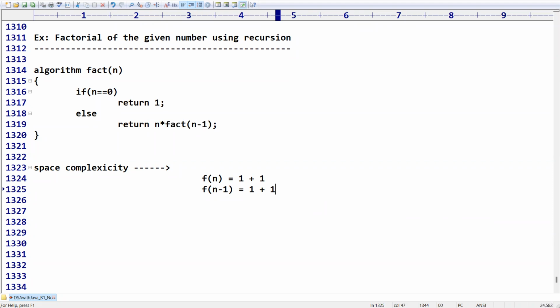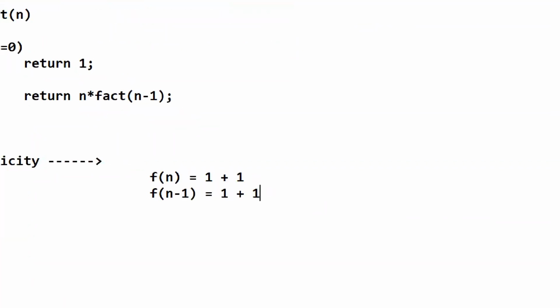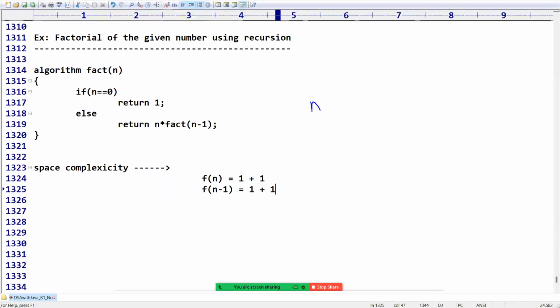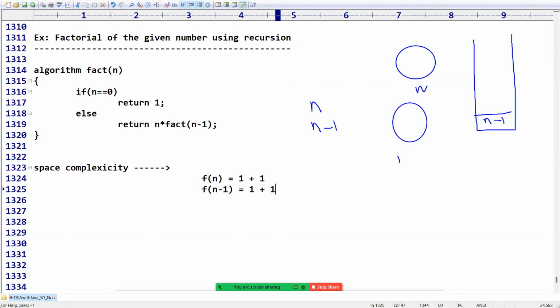Some people may have a doubt, sir: when n is equal to 5, you already allocated some space for n, and inside the stack maybe you are maintaining that function call for n minus 1. Again, when you are executing n minus 1, why do you require n minus 1 space and n minus 2 as a separate function call? Because in this case, we are not staying in this algorithm.